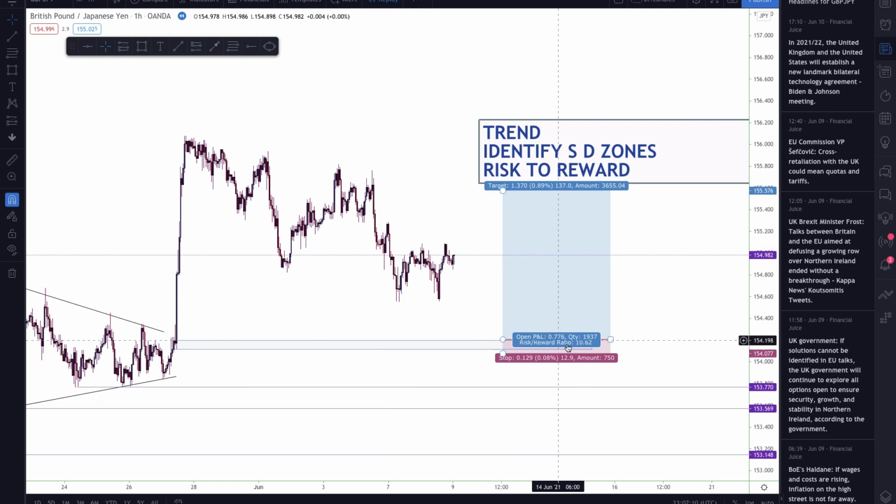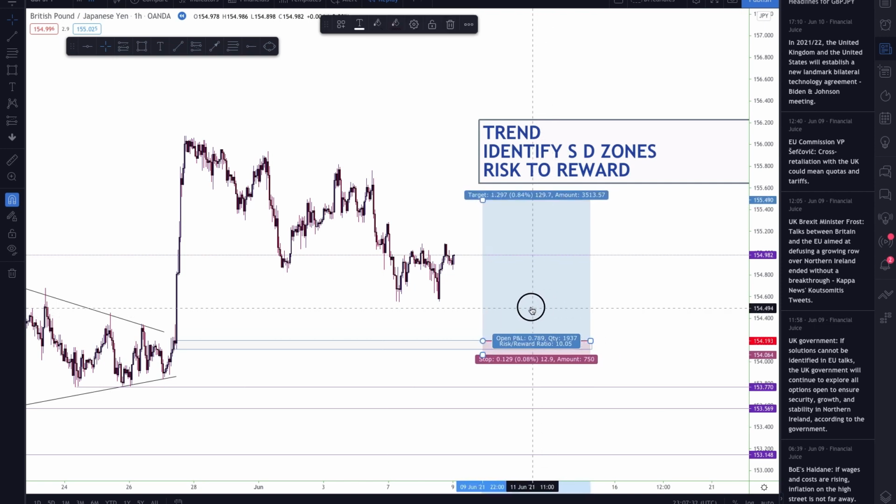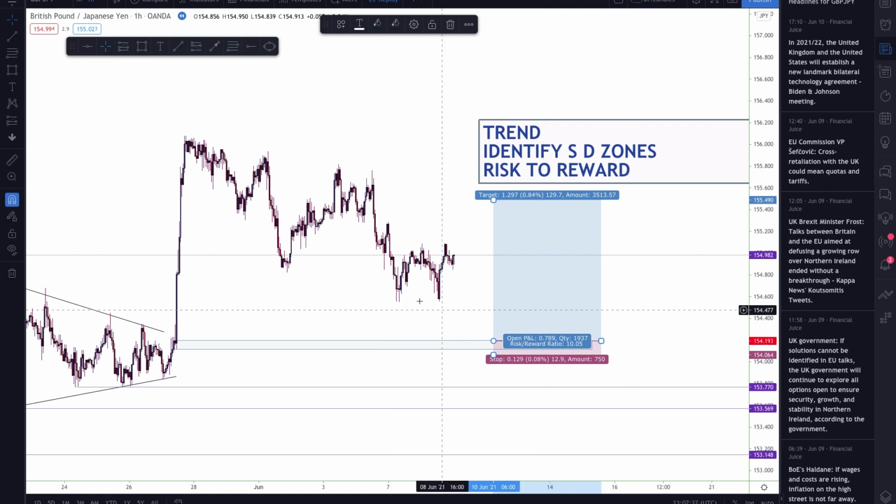As you can see, the risk to reward ratio was about 1:10.6. You can actually reduce it to exactly 1:10, so you'll be on the safer side. So this is exactly a 1:10 risk to reward ratio on this powerful setup.